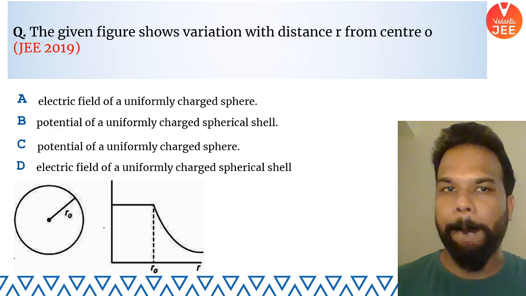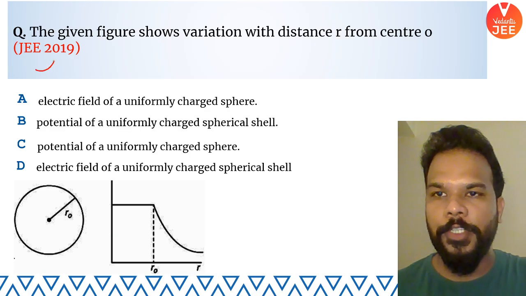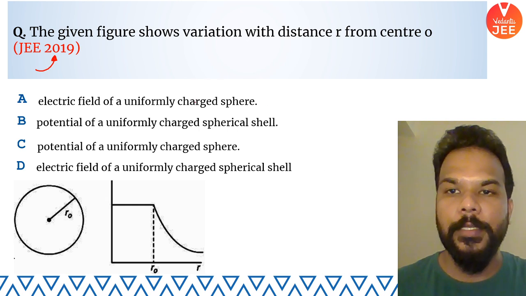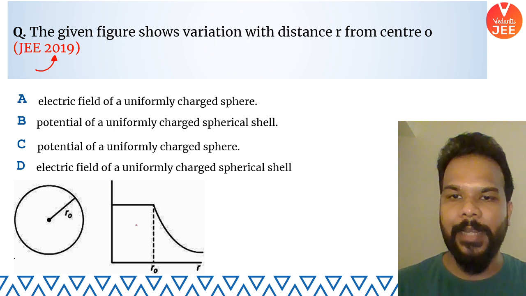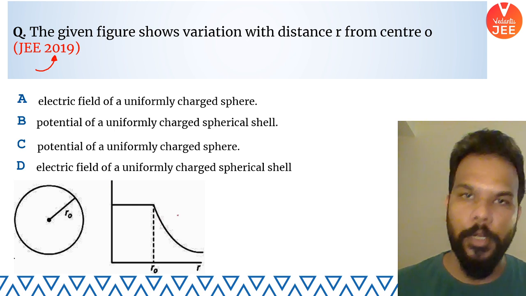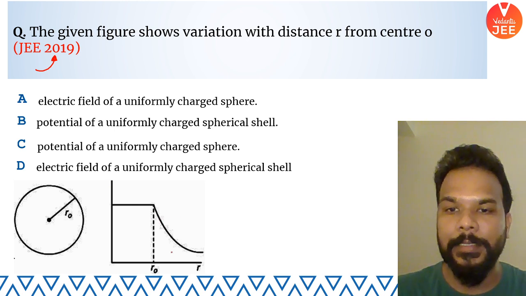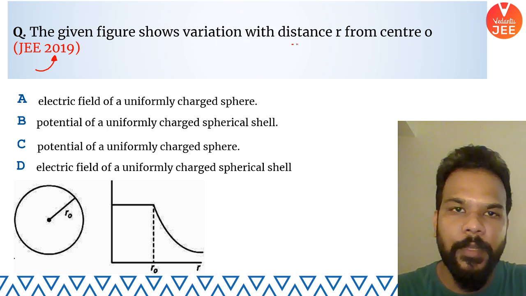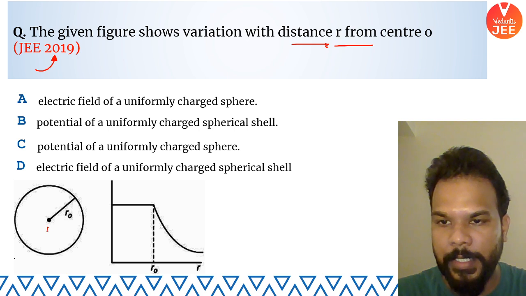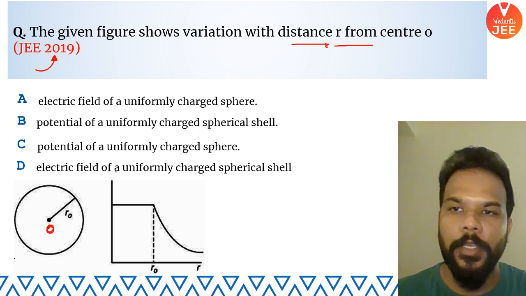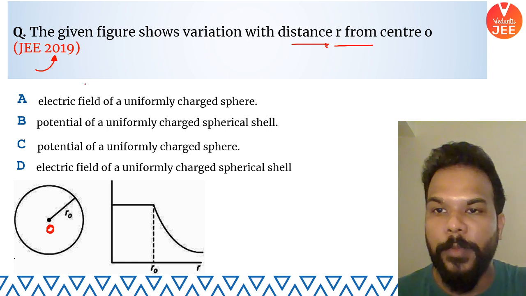Okay, cool. Now this one is again a JEE question, which came very recently in 2019. The question is very simple. It is giving us a graph but doesn't tell us which quantity is being plotted on the y-axis. But it is given with respect to a distance r from the center O. So this is, say, the center of that object. We don't know what that object is. We have to judge. So which of the options do you think is going to be correct?